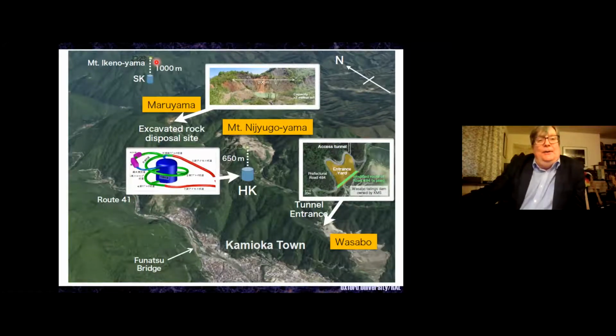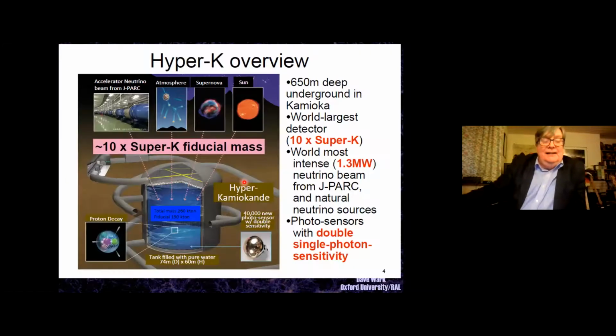It goes under this, I told you Super K is under Mount Ikenoyama. We're going under Mount Nijugoyama, which I thought sounded really cool until the Japanese explained to me it translates as Mountain 25. So, you know, you would have thought they'd have some more romantic name for a mountain than Mountain 25, but nope, that's it. So we're building it underneath this mountain. It's in fact 9 times the size of Super Kamiokande. It's another big tank of water surrounded by phototubes.